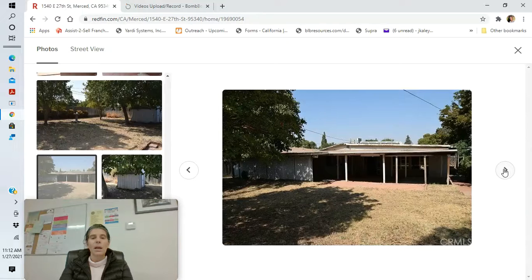So if it's something that you're considering buying when a HUD home pops up, I just walked you through what happens on most of the HUD homes in our area. I hope you found this information useful.